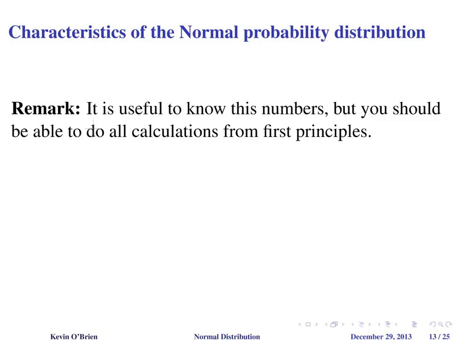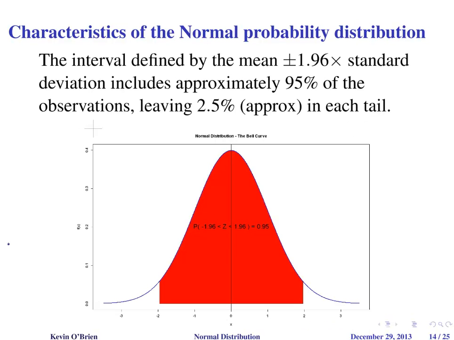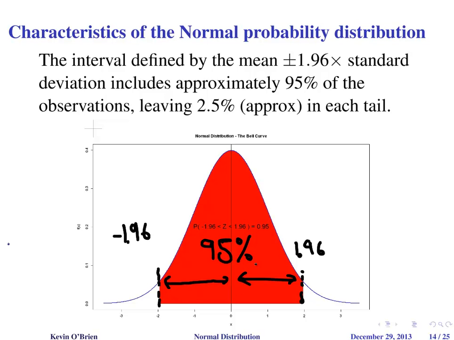Here's another one. I've done plus or minus 1 standard deviation. This is 1.96 standard deviations away from the mean in this direction, and this is minus 1.96 standard deviations from the mean in this direction. The shaded area between those two bounds, minus 1.96 standard deviations and plus 1.96, equates to 95% of the total area under the curve.